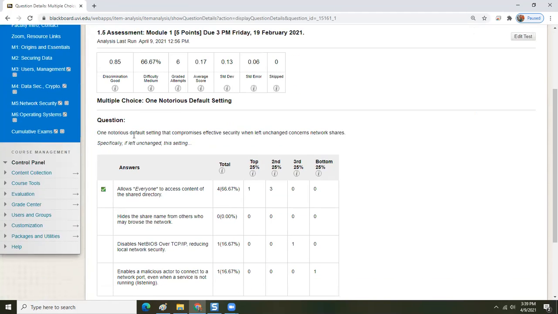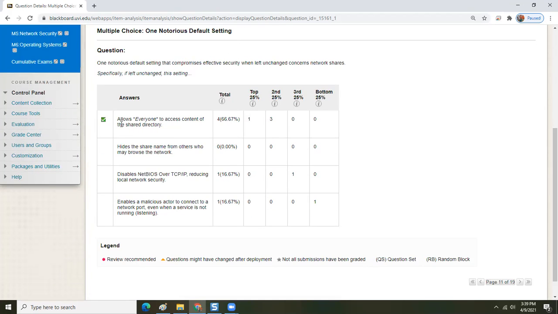This is a multiple choice item. One notorious default setting that compromises effective security when left unchanged concerns network shares. So when I go to share something, the everyone permission is the default setting. If it's left unchanged, this is horrific. We did have some students that chose NetBIOS over TCP/IP. If the question read, when left unchanged concerns use of an outdated network protocol, then NetBIOS over TCP/IP would be a good choice. But the question here concerns network shares.